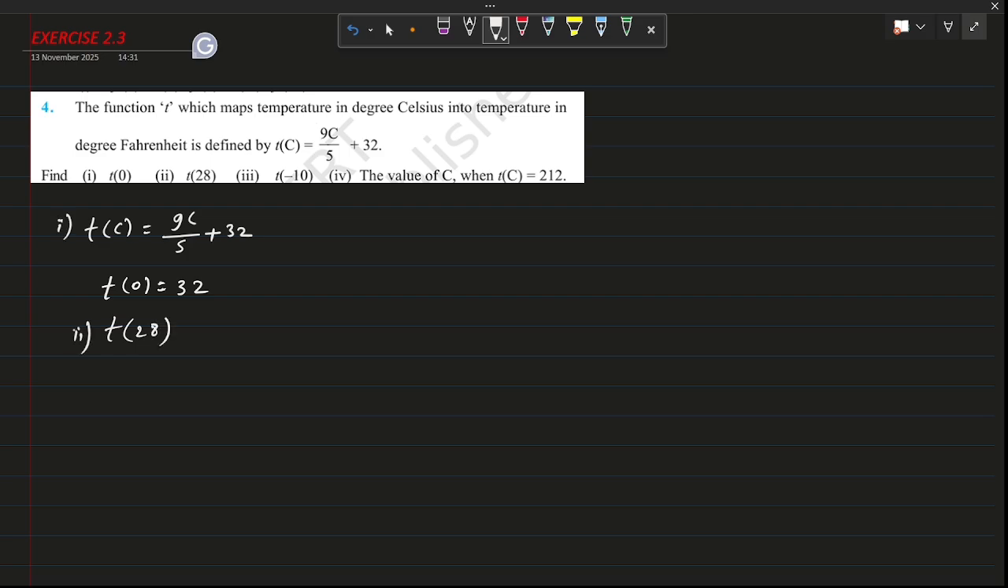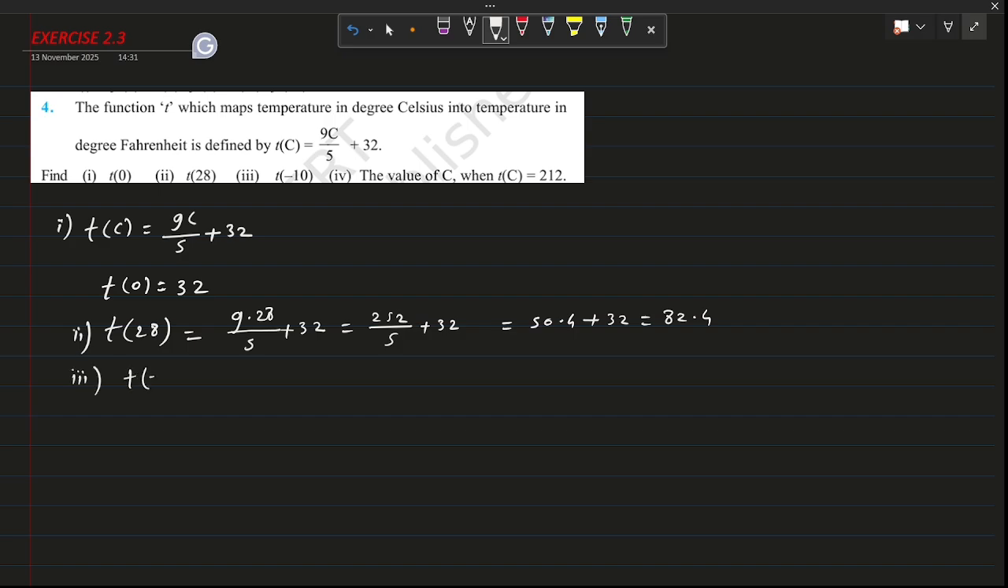For the second one, T of 28 is equal to 9 into 28 divided by 5 plus 32, which is equal to 252 divided by 5 plus 32, which will be equal to 50.4 plus 32, which is equal to 82.4. So this is the value of T of 28.